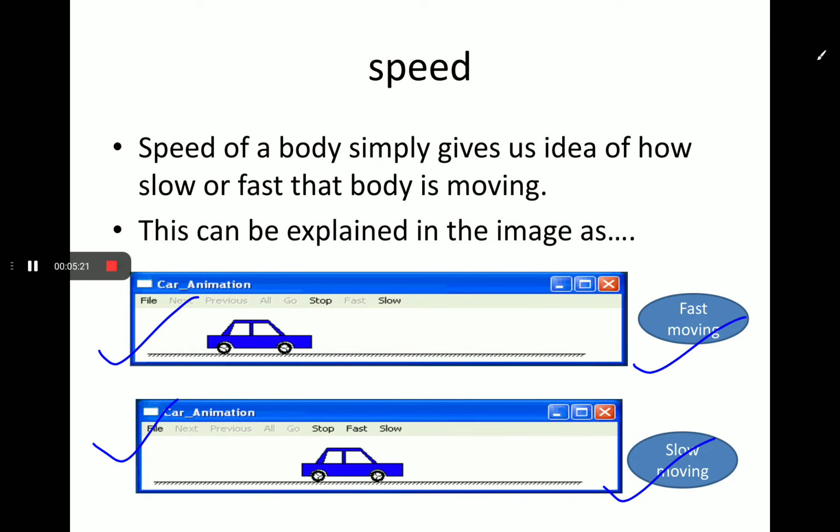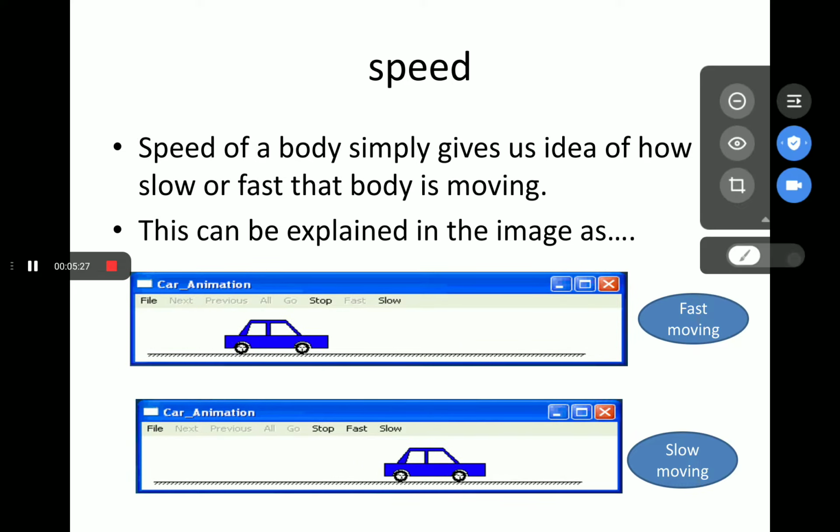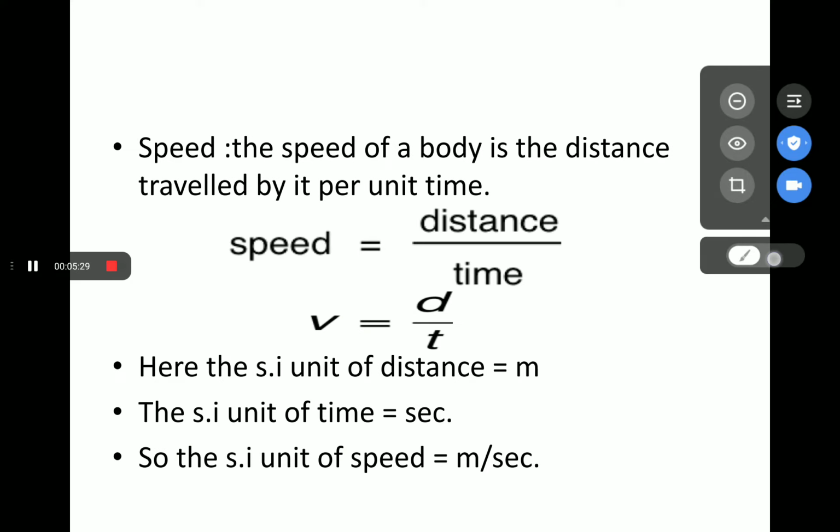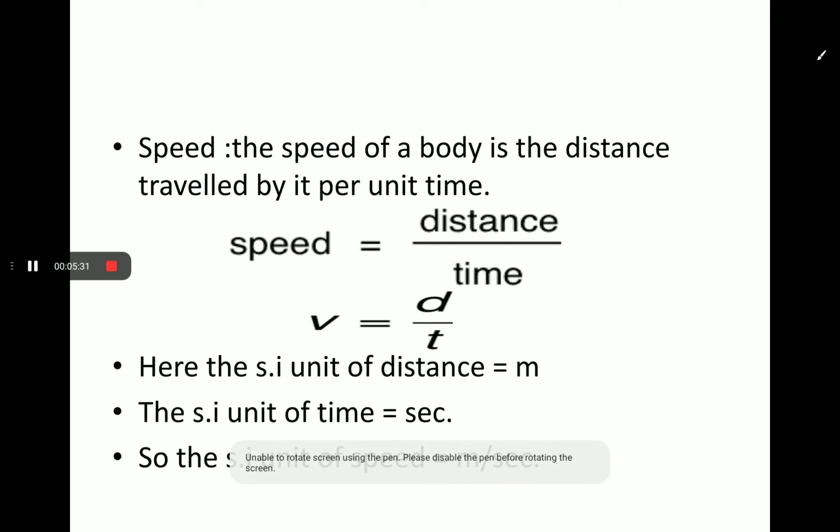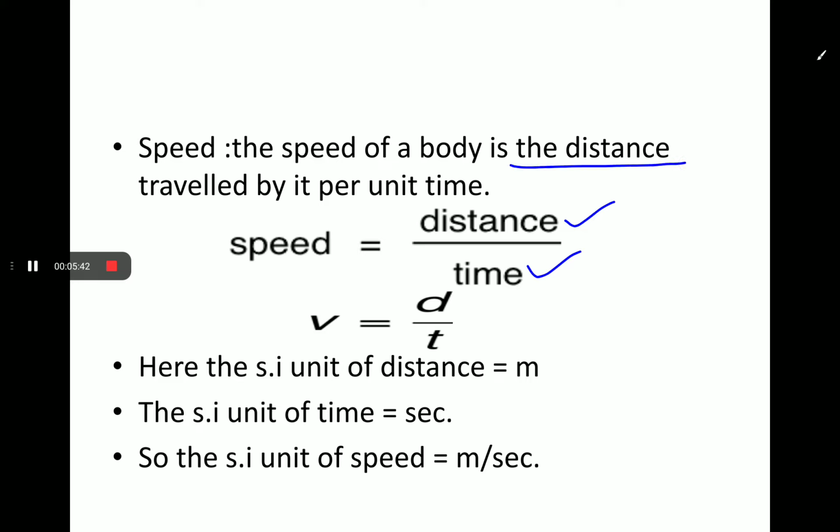Okay, but how can we calculate the magnitude of the speed? The magnitude of the speed can be calculated by using two quantities. First is the distance and second is the time. And speed is defined as the distance travelled by the body per unit time. This is called speed. And the formula is V is equal to D by T.